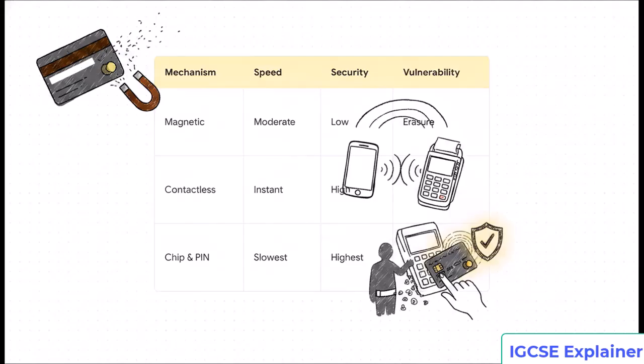If we break it down, an old-school magnetic swipe is fast, but it's totally unencrypted, meaning it's highly vulnerable to data loss if it gets near a magnet. Chip and PIN gives you the absolute highest security because it requires a physical chip and human memory. But of course, it's the slowest option.